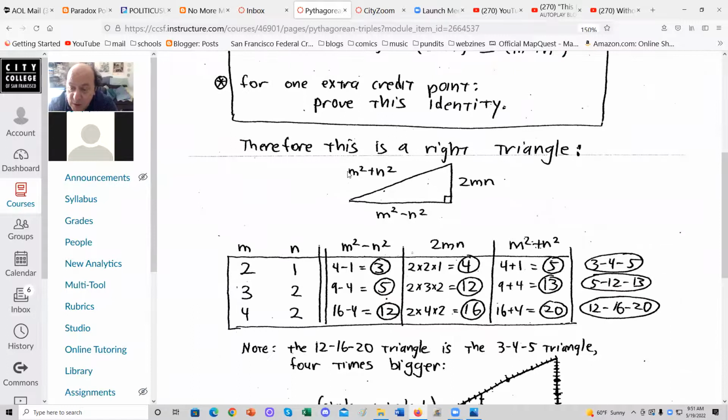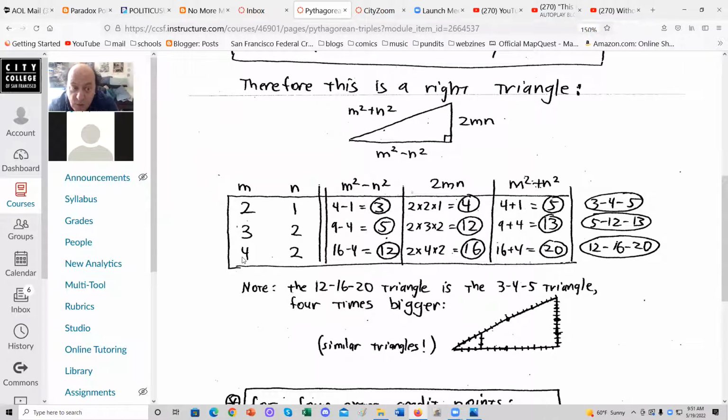So here we go. Here's the right triangle. If you set m equal 2 and n equal 1, you get the 3, 4, 5 triangle. If you set m equal 3 and n equal 2, you get a 5, 12, 13 triangle, which is indeed a right triangle. 5 squared plus 12 squared is 25 plus 144, which is 169, or 13 squared. Now, if you do 4 and 2 for m and n, you get a 12, 16, 20 triangle, which is indeed a Pythagorean triangle, but it's redundant because it's simply the 3, 4, 5 triangle, only 4 times bigger. 3 times 4 is 12, 4 times 4 is 16, 5 times 4 is 20.